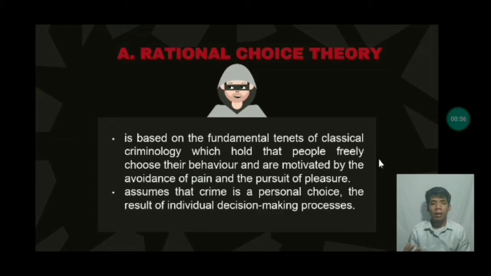So, for example, ikaw ay nag-iisip or nagpaplanong magnakaw bago mo ito gagawin. Iniisip mo muna ang mga consequence, kung ano ang posibleng kahahantungan, kung ito ba ay makakatulong or makakasama sa iyo. So, because as a rational being, we have the ability to think and know what is right and wrong. This theory was coined by David Matza and Edwin Sutherland.